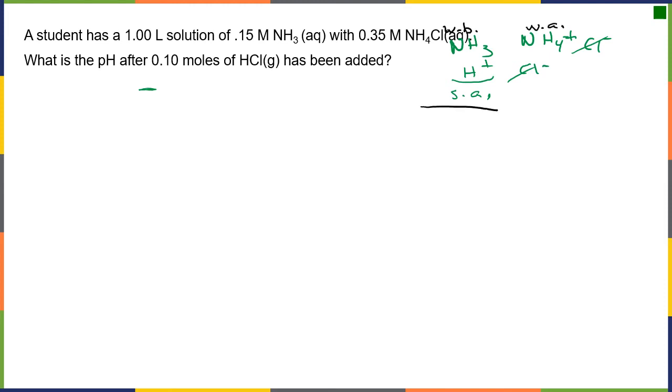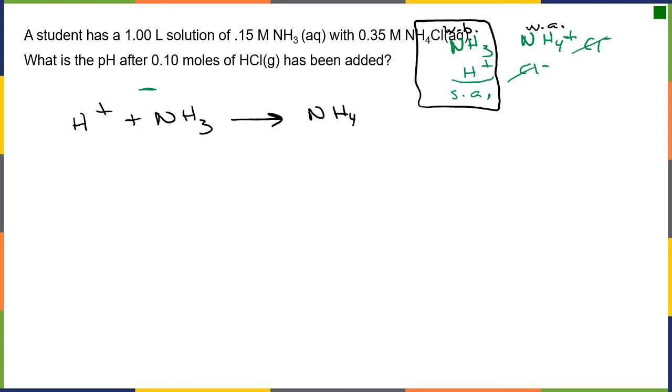Now note the strong acid is going to react with the weak base. Why? Because acids react with bases. We know that this is a strong, so we are stuck with a mole chart. So our reaction is H plus NH3. It's going to go one arrow into NH4 plus. We're going to need a mole chart, and we're going to call this ICF.